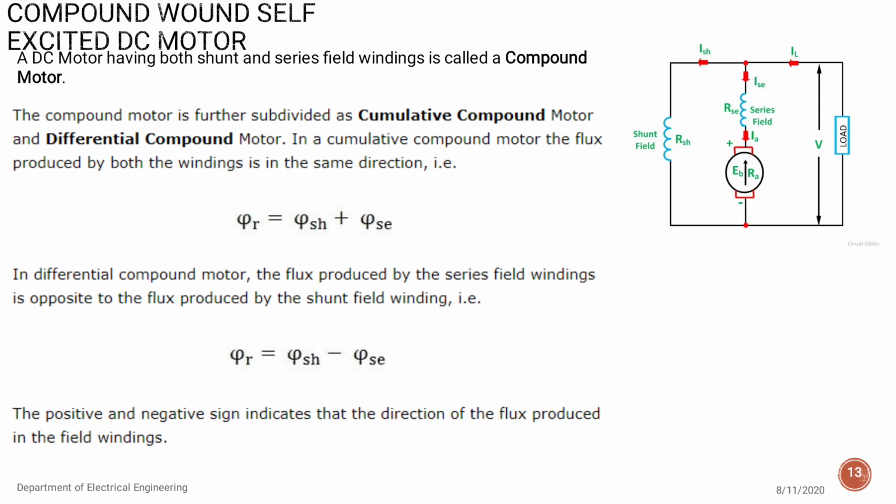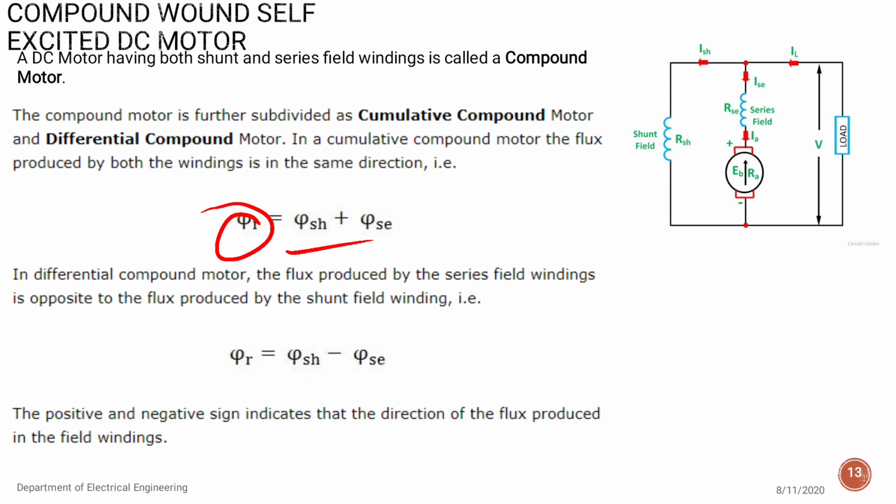Now the compound motor is again classified into two types: cumulative compound motor and differential compound motor. In cumulative, the flux produced by both windings, shunt winding and series winding, are in the same direction. That means the total flux will be the addition of the fluxes generated by these two windings. So phi r, the resultant flux, is equal to phi sh plus phi se.